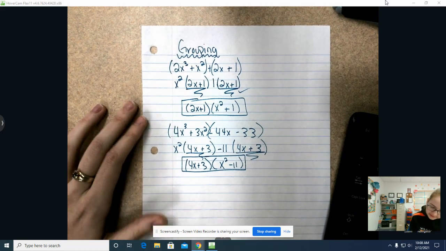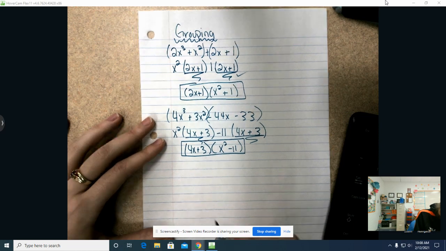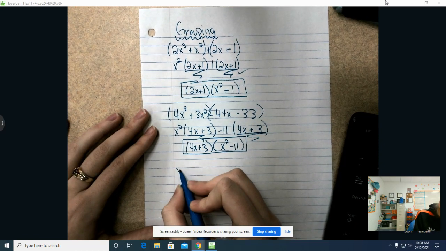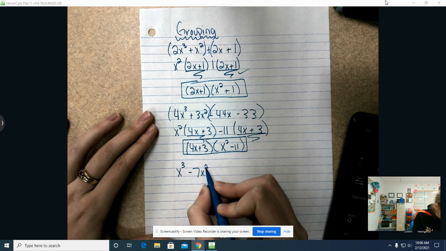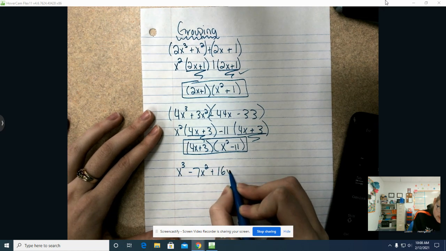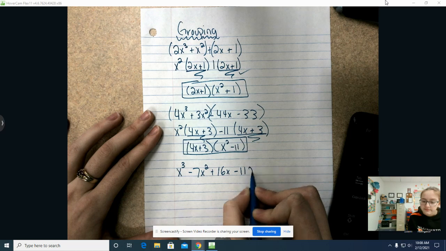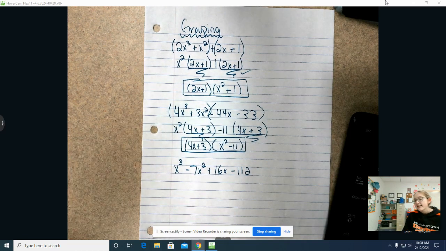All right, I want you to try this one on your own. We're going to have x to the third minus 7x squared plus 16x minus 112. Take a second to try that one.